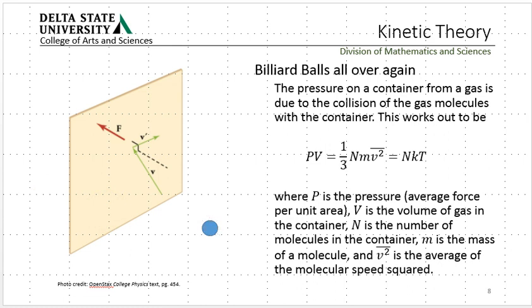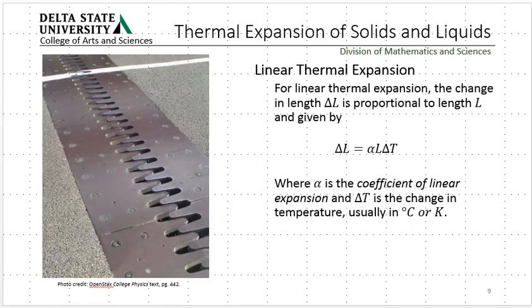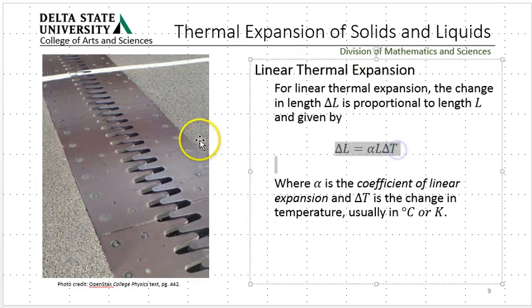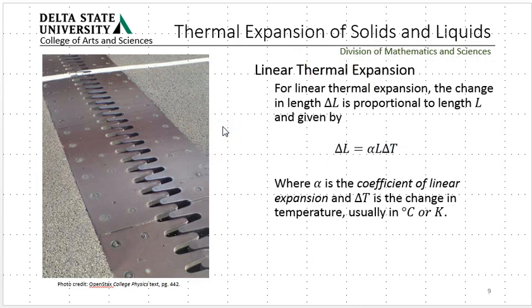Well, it turns out this is also true for solids. So when a solid heats up, it gets larger, it expands, and usually we think just in terms of linear expansion. Linear expansion is the increase in length along the long axis of something. You'll see bridges that are designed for this expansion where they have these expansion joints. You'll even see in the science building at Delta State, there are several expansion joints.